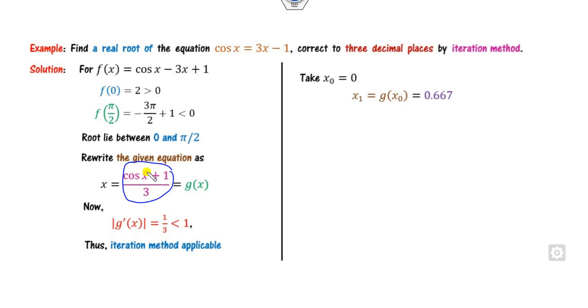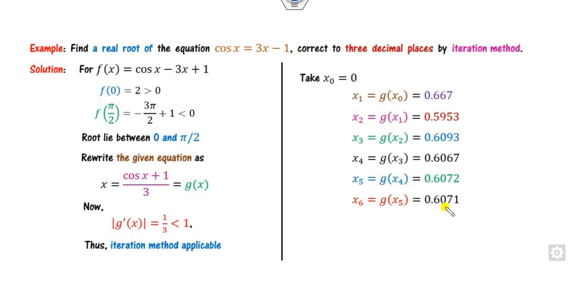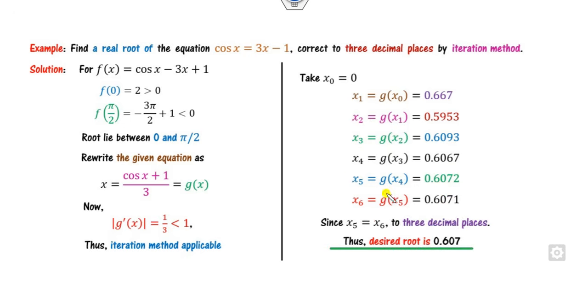What is that? Cos 0 is 1, 1 plus 1 is 2, 2 divided by 3 is here. We can find the value of x2, which comes to be here, which is not the same up to the 3 decimal places. Then we can find x3. x3 is here. Again they are not the same up to the 3 decimal places. We can find the value of x4, and here you can see up to the 3 decimal places they are matched. So you can see x5 and x6 are the same, so my desired root is 0.607 up to 3 decimal places.